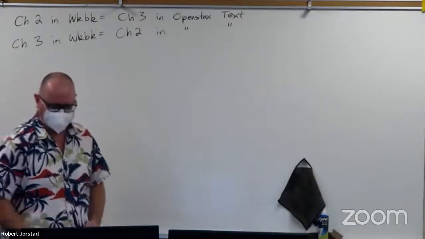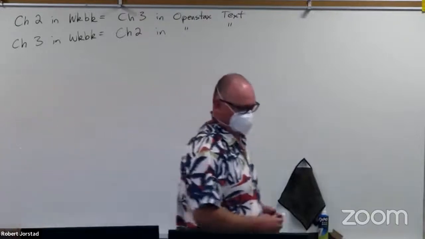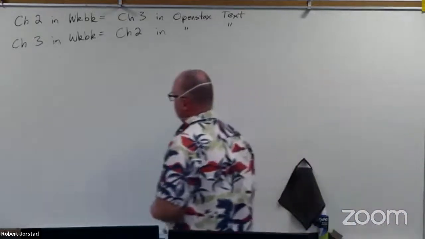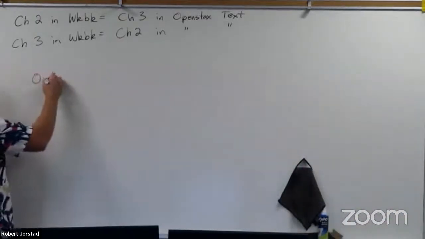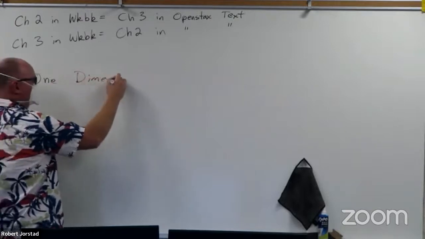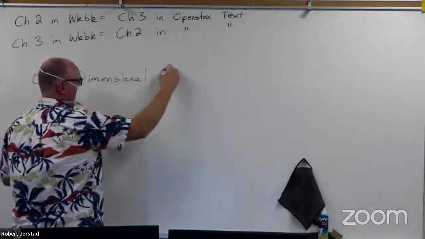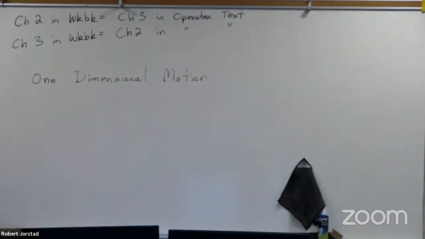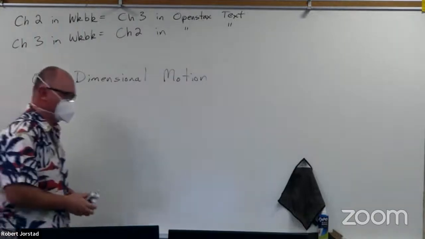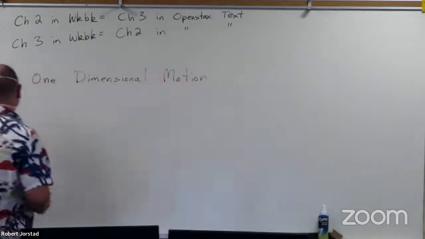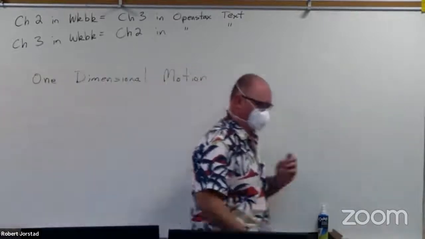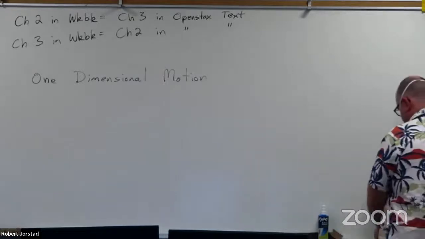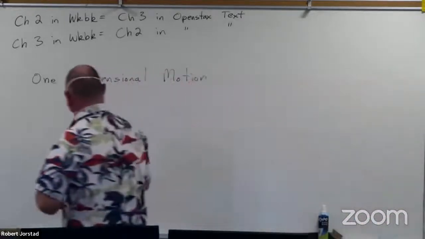Chapter 2 is our first kind of real physics, chapter 2 in the workbook. We're going to be talking about one-dimensional motion. To me, I was trying to think what are the most fundamental equations that I want you to take away, because I wanted to start with those. Let me get some different markers here. And I thought of these two.